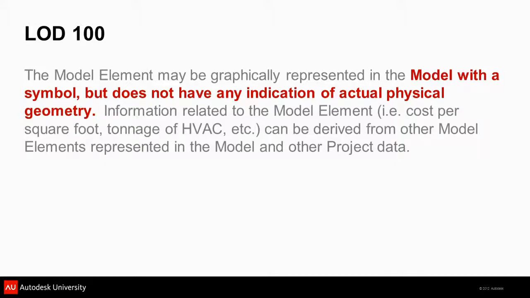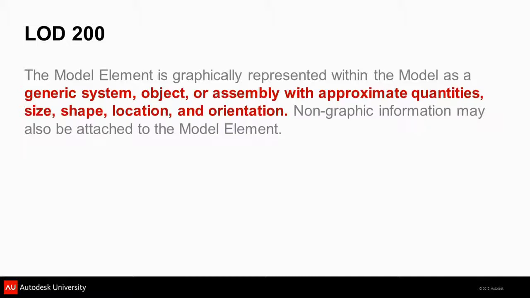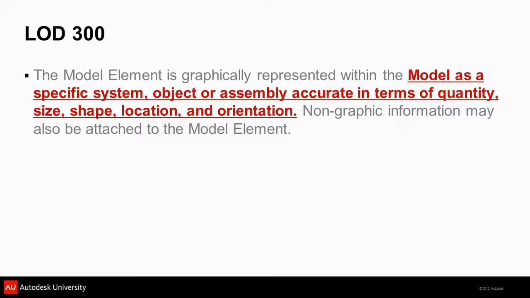At a 100 level, a model element may not be actually modeled. At LOD 100, you might have a mass model from the architect and a narrative on plumbing. And it would talk about what kind of systems might be used. At 200, you'd have generic system objects and assemblies with approximate quantities, size, shape, location, orientation. At 300 is when those objects would start to have specific assemblies and be accurate in terms of quantity, shape, location, orientation.